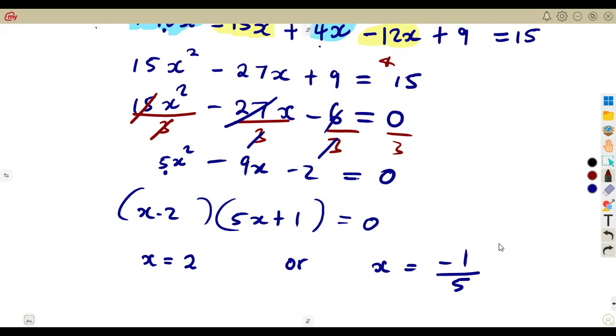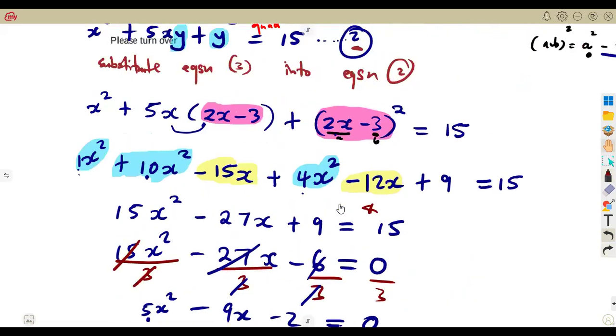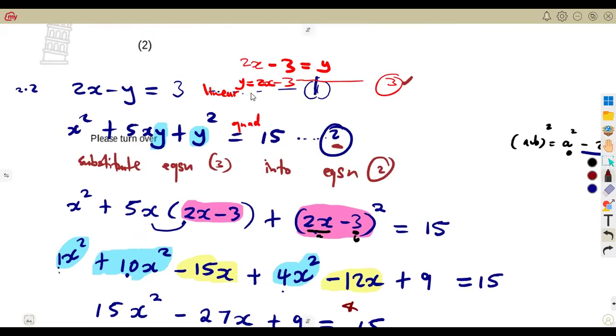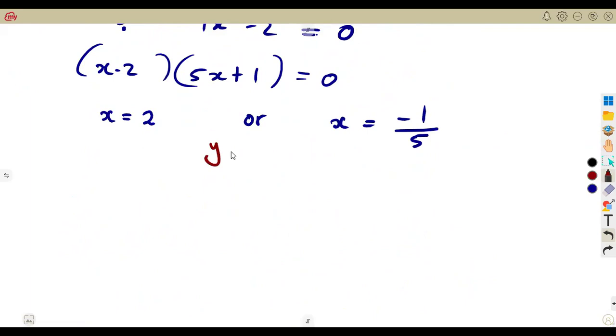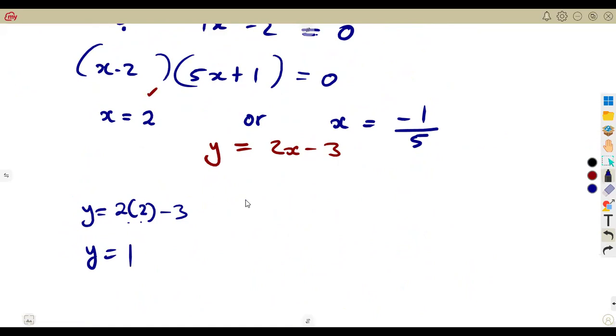You have the two possible values of x, but we need also the y values. So where are we going to have the y values? Remember, we made y the subject in equation 3. We made y the subject of the formula: y is equal to 2x minus 3. So you can substitute now into that equation, where y is equal to 2x minus 3, the x value that we got in the first place. So y is going to be 2 times our x, which is 2, minus 3. So y is going to be what? 2 times 2, that's 4, minus 3, which is 1. All right, so the y value is going to be 1 there, or y is going to be equal to, if our x is negative 1 over 5, meaning in place of x, we substitute negative 1 over 5. That is what we are going to have there.